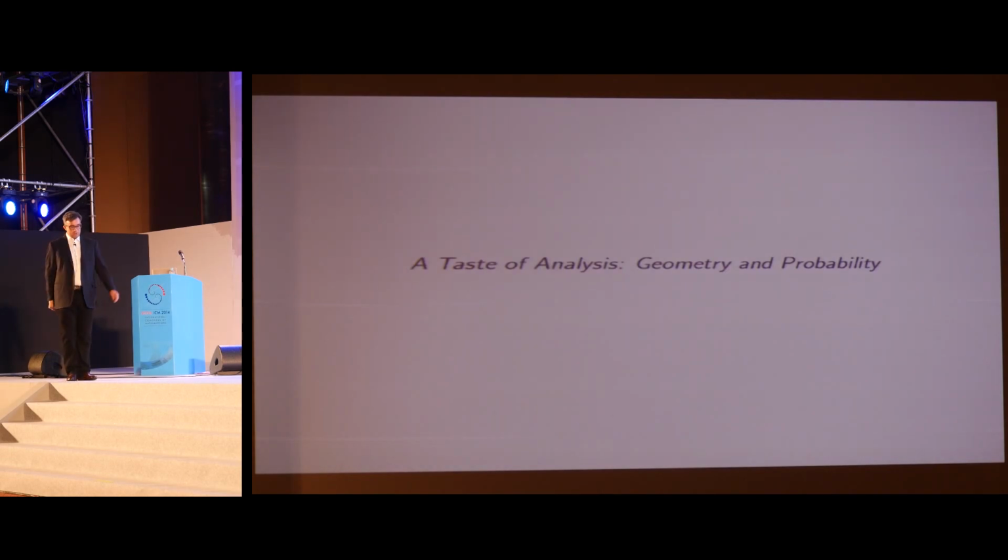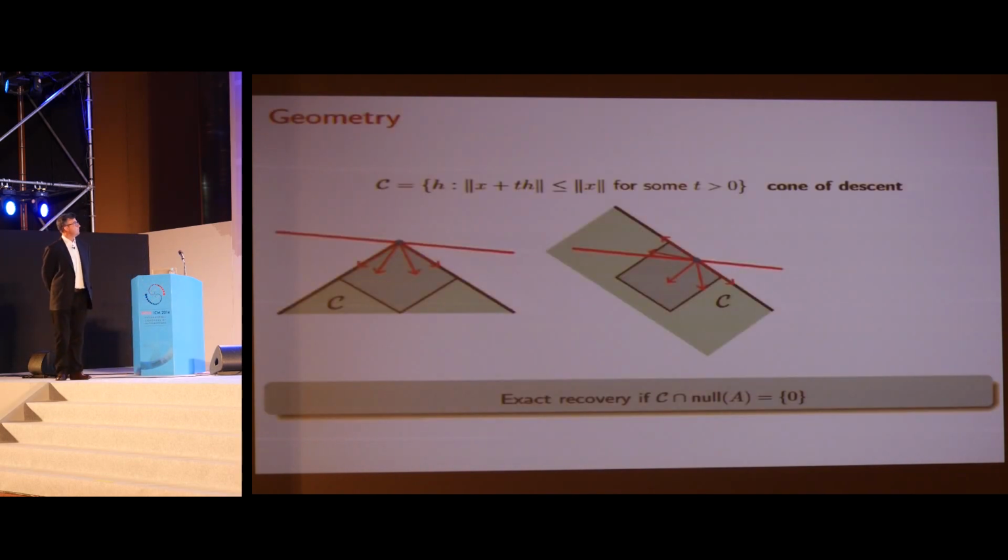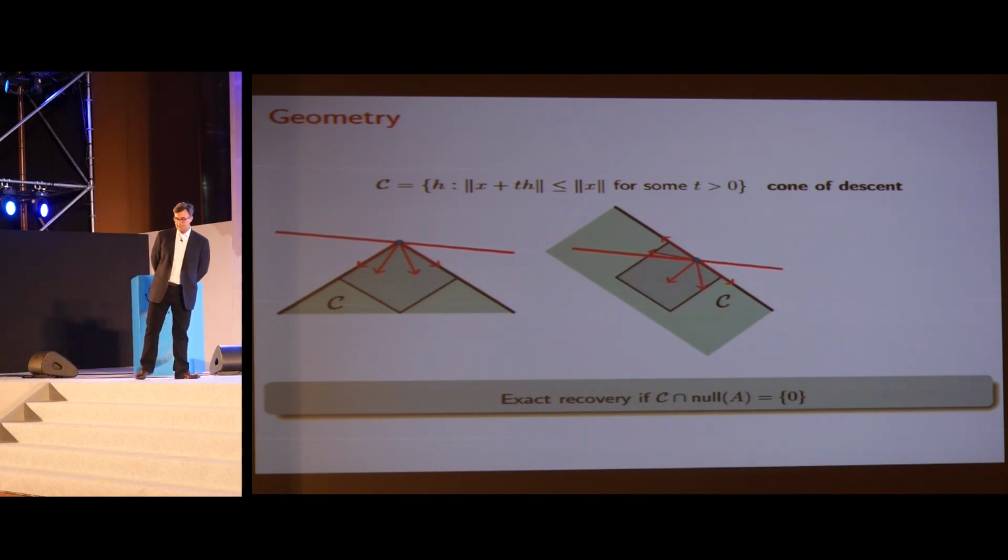Now, what I'd like to do in this next part is to give you a sense of why these results are true. So we're going to do a little bit of geometry and a little bit of probability. Not too much, but a little bit. Okay, so here is a picture on the left that we have seen already. I have my blue point at the top of the L1 ball. I've got my feasible set, which is a red line. And we know that in this case, the recovery is exact.